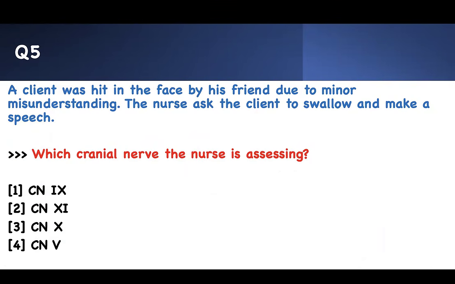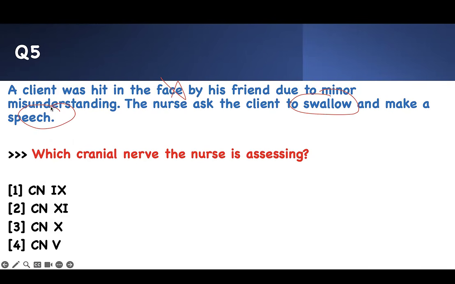Okay, and the client was hit in the face. The question is asking about the face, but it's by his friend due to a minor misunderstanding. The nurse asked the client to do what? Swallow and make a speech. That's all you're testing for. The face does not matter. I worry about swallow and speech.